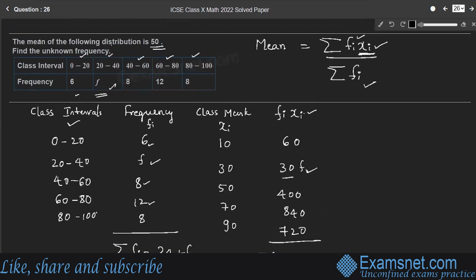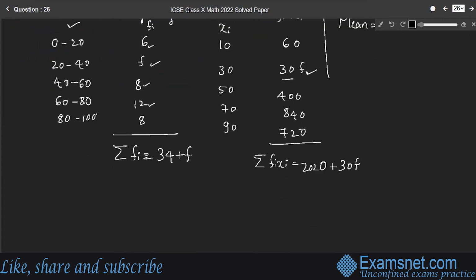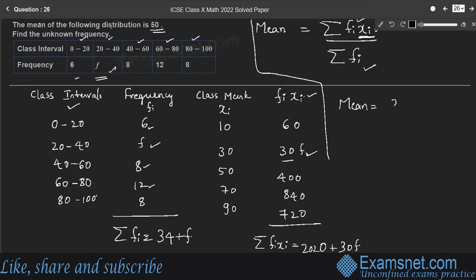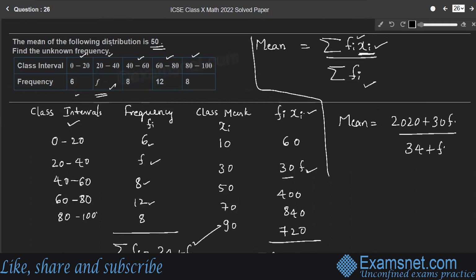So now find the value of the mean. Therefore, mean is equal to sigma fi xi, which is 2020 plus 30f, whole divided by sigma fi, which is 34 plus f. Here the mean of the distribution is already given, which is 50. So equate this to 50. 50 is equal to 2020 plus 30f by 34 plus f.